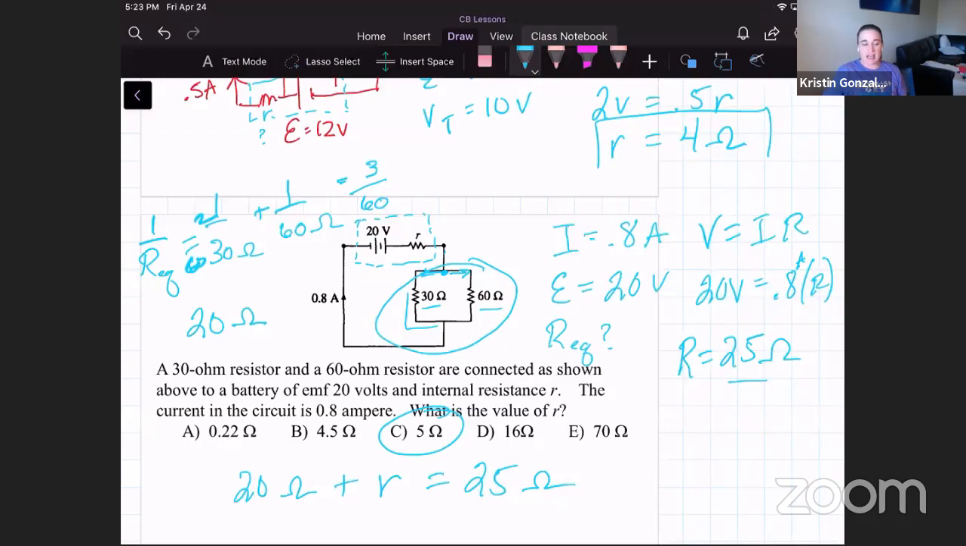So let's take a look at a couple of lab-based free response problems and give it back to Roger in Florida.